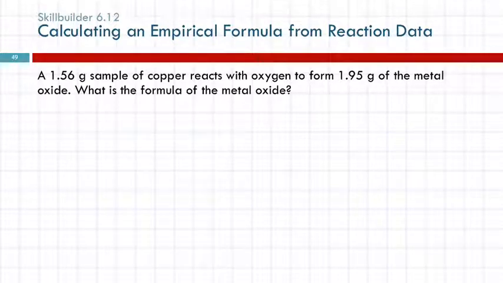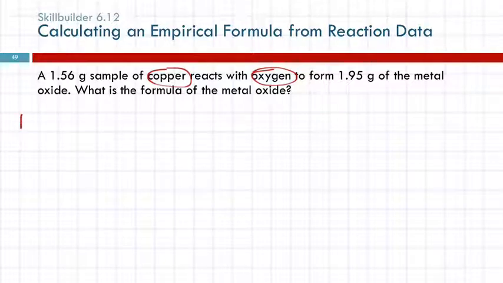Here's another one. Instead of percent composition, here we're given reaction data. So this is like the data we'll have in lab today. A 1.56 gram sample of copper reacts with oxygen to form 1.95 grams of the metal oxide. What is the formula of the metal oxide? To find the formula, we need the masses of each element. What are the 2 elements that are present? Copper and oxygen, right?